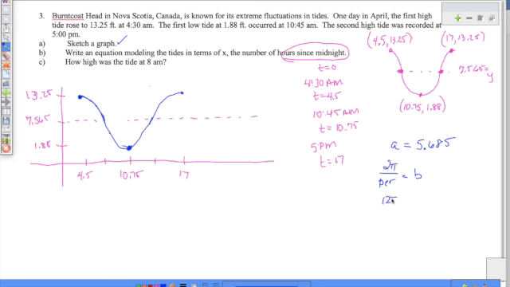So I want to do 2 pi over 12.5. And I'm never, ever going to leave a decimal in a fraction. So that's going to be 4 pi over 25 is my b value. All I did was multiply the top and bottom by 2, right? So 2 over 2 is like multiplying by 1, so that's 4 pi over 25. Okay. And I know my horizontal shift is 4.5, and I know my midline, I found that already, is 7.565.